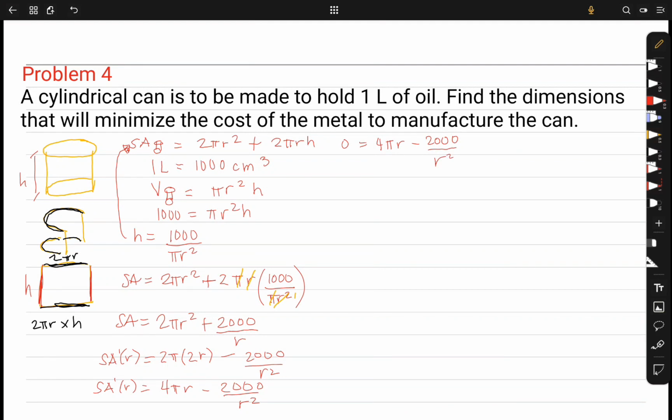So, to remove the r squared in the denominator, we multiply the whole equation by r squared. By multiplying this in all, r squared times 0 is still 0. r squared multiplied by 4 pi r is 4 pi r cubed. r squared multiplied by negative 2,000 all over r squared, the r squared cancels, so it becomes negative 2,000. So, here, we move the 2,000 to the left side.